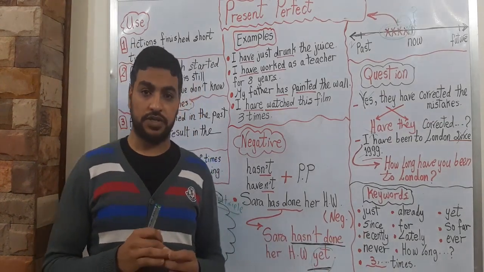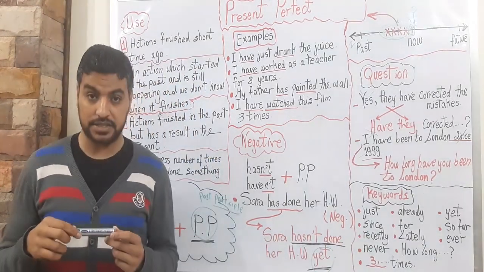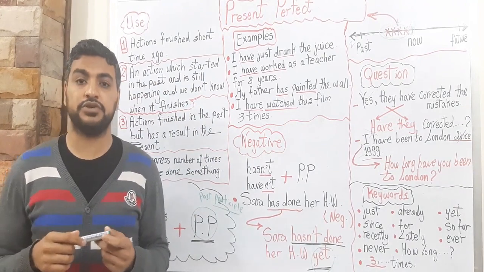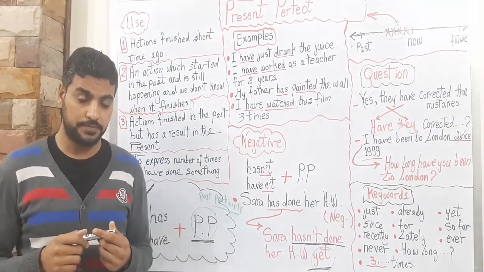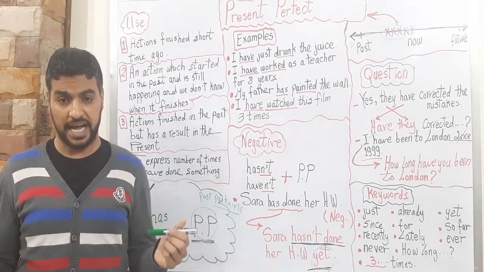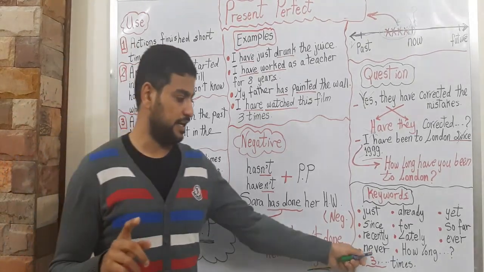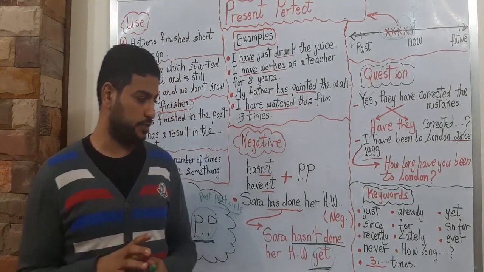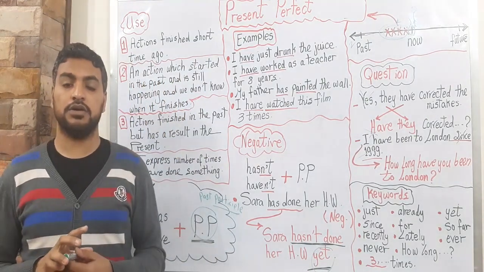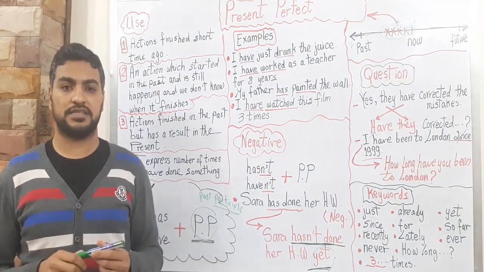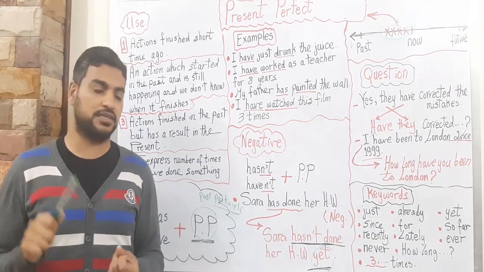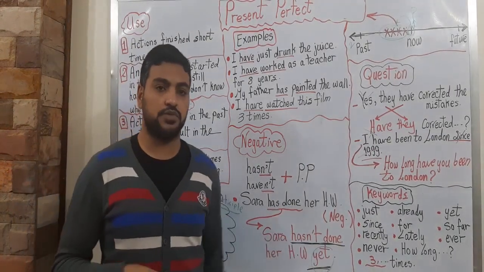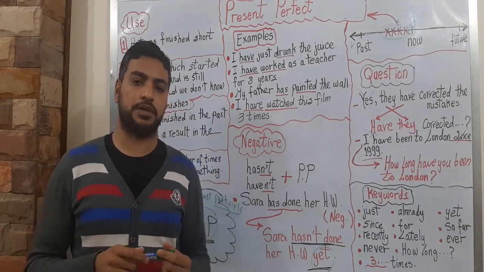Ever, in the question: have you ever eaten sushi before? Is it the first time for you to eat sushi? Have you ever eaten sushi before? Yes, I have, or no, I have never eaten sushi before. What about how long? It asks about since and for. We can cancel since or for and ask how long. And we use how many times when I talk about the number of times of doing something.